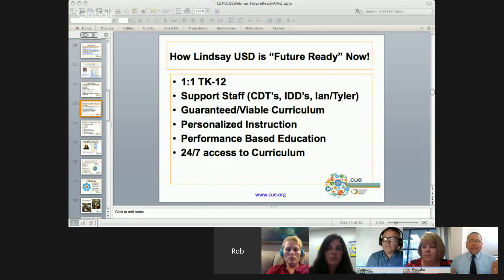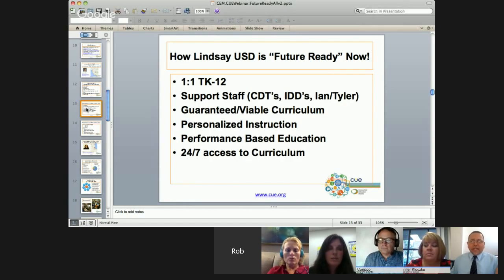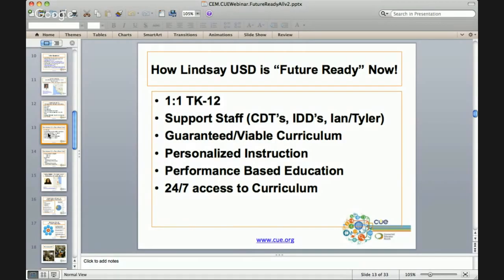So when we look at kids owning their learning, we look at kids that have access to technology, there is a transparent, guaranteed, and viable curriculum, and they are safe. They feel safe, and they feel connected to our school. We feel we've come a really long way.